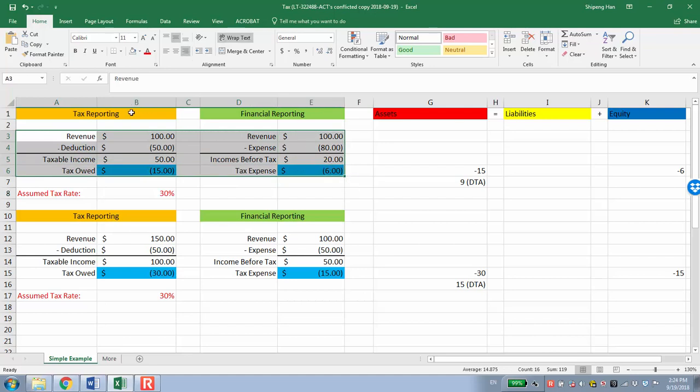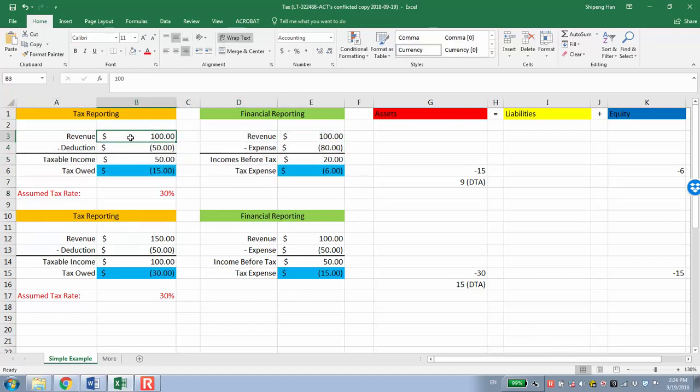I assume the tax revenue is the same as financial revenue. The only difference is the tax deduction is less than the financial expense. The difference is 30. So this will result in the taxable income of 50, while financial income before tax is 20. So taxable income is greater than income before tax.